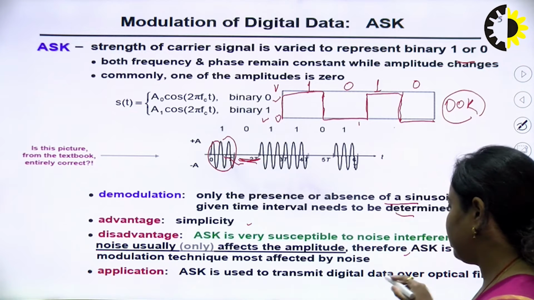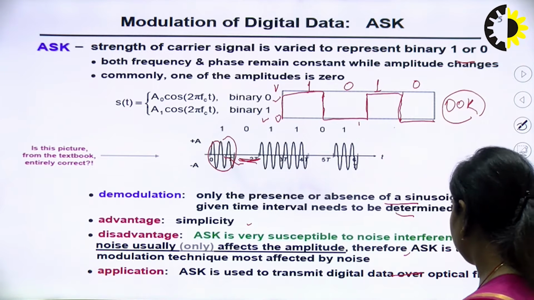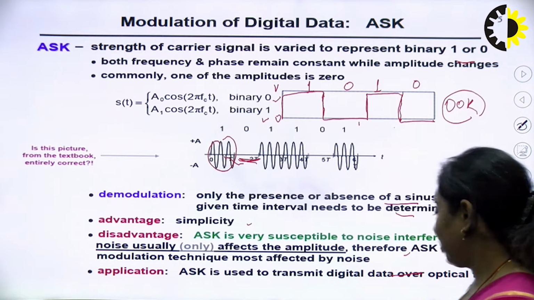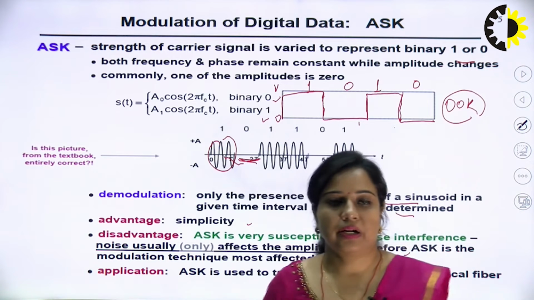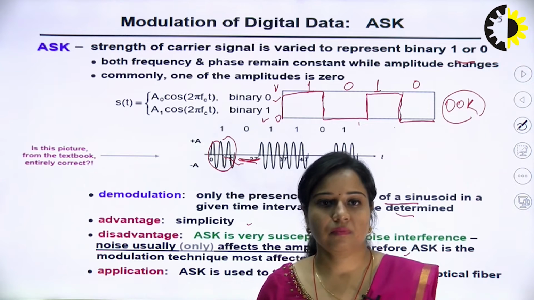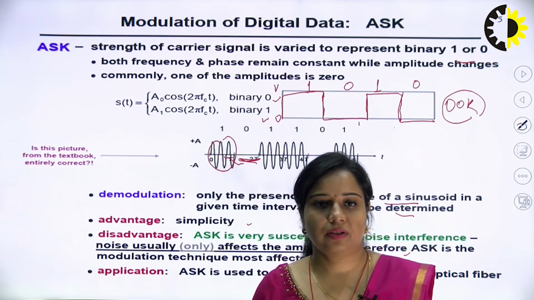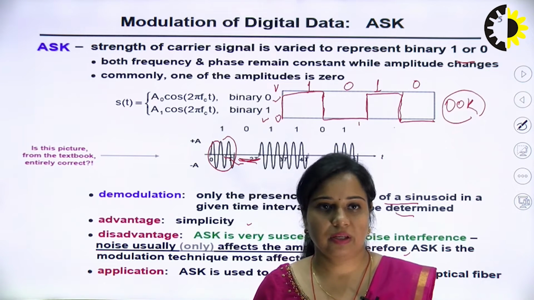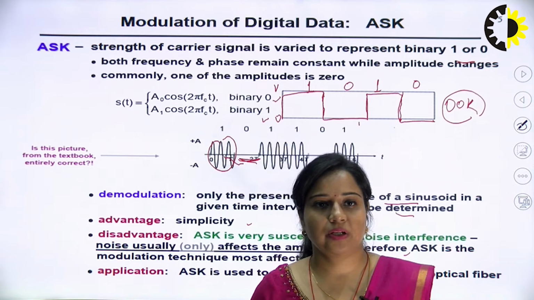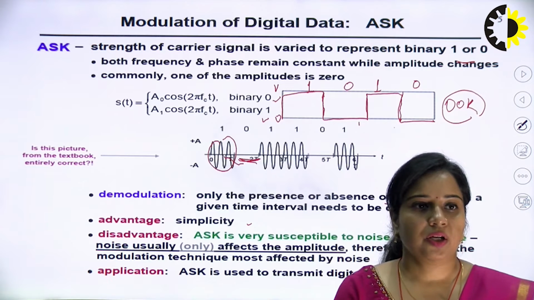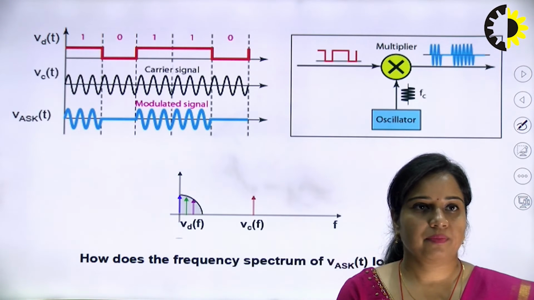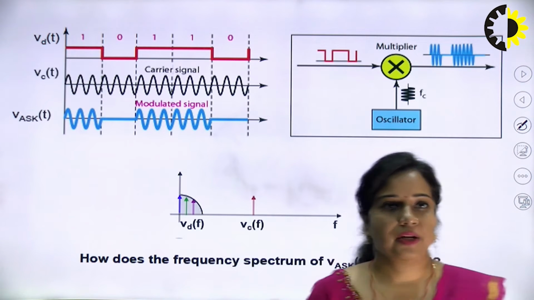Application of ASK, it is used to transmit digital data over the optical fiber. There are three types of wired channels: optical fiber, twisted pair cable and coaxial cable. Depending on the application you can consider any one of them, and mostly optical fiber cables are used for ASK.